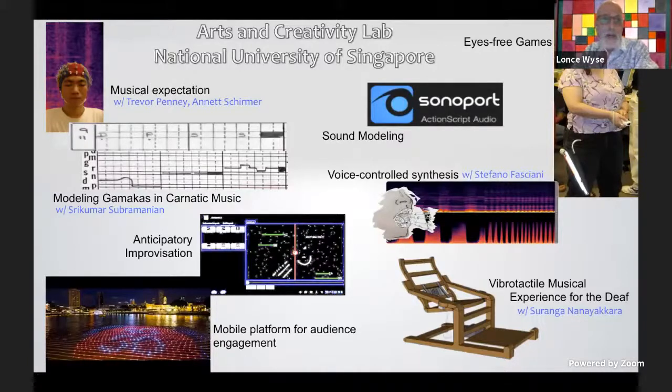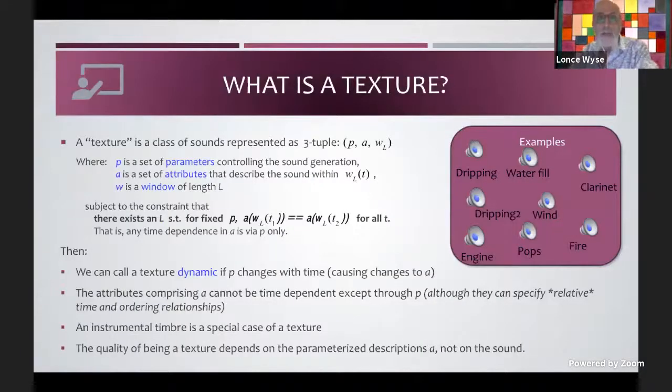In my lab, over the past few years, we do a lot with musical expectation, both psychologically and with improvisation systems, real-time composing and improvisation systems, voice-controlled synthesis, where Stefano Fasciani extracted vocal timbres and used the control signals kind of as a third hand, as a DJ, and a vibrotactile chair from Saranga Nanayakkara. So it's a mix of science and creative works. But today I'll be talking about textures with neural networks. So I want to start off by asking, what is a texture?